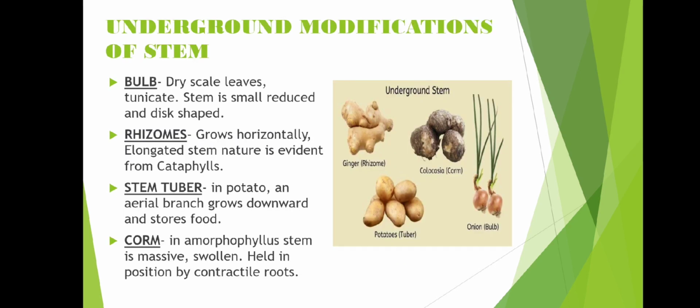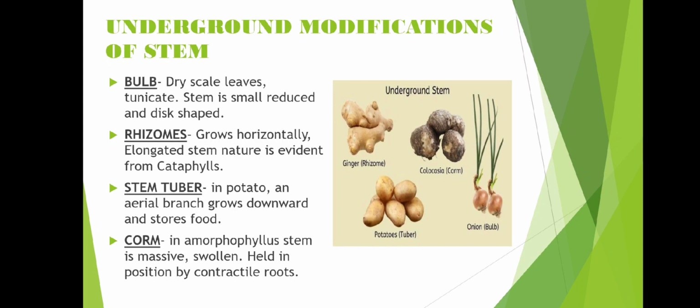Underground modifications of stem. First is bulb. Dry scale leaves, tunicate. Stem is small, reduced, and disc shape. So, ang example ng bulb is onion. Second is rhizomes. Grows horizontally, elongated. Stem nature is evident from scale leaves. So, ang example naman nito is ginger.